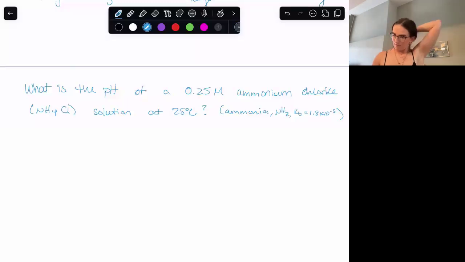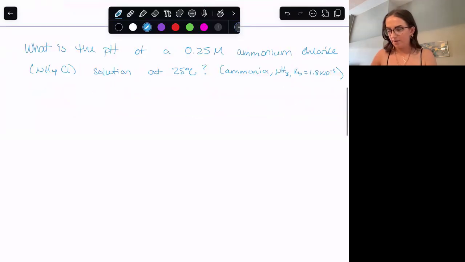Okay, so let's think about this first. What is it asking? We're asked for the pH of a 0.25 molar ammonium chloride solution at 25 degrees Celsius. So let's first classify NH4Cl as acidic or basic.